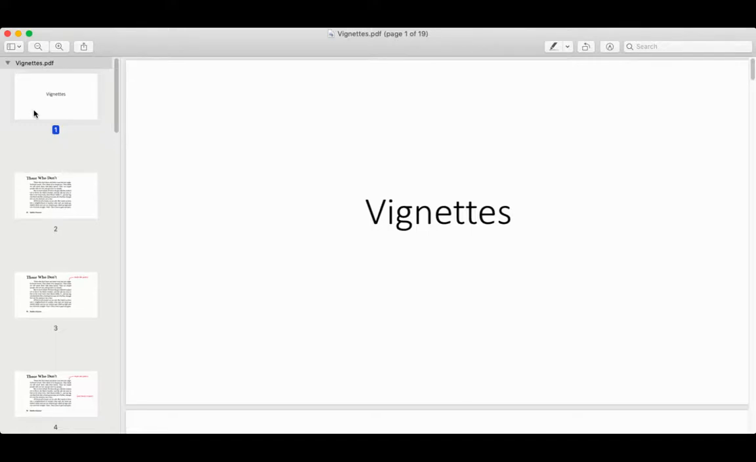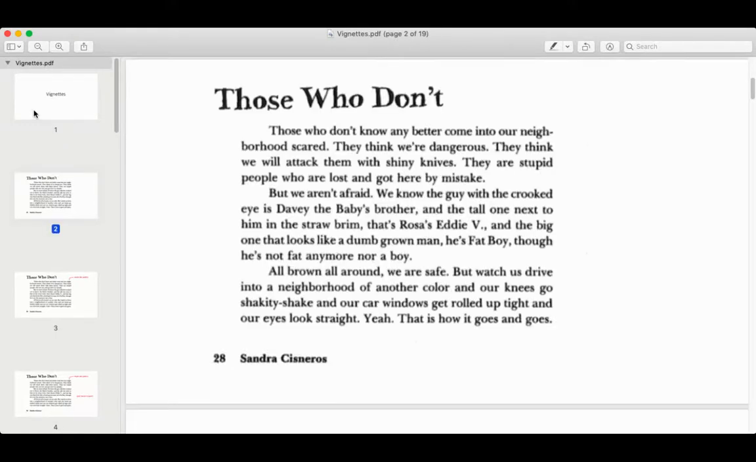Let's talk about vignettes. Now, as you were reading The House on Mango Street, you might have noticed that it doesn't read like a traditional novel. The entries are short, they're choppy, and they're packed with a lot of information. You might, in fact, even say that they read a little bit like poetry.